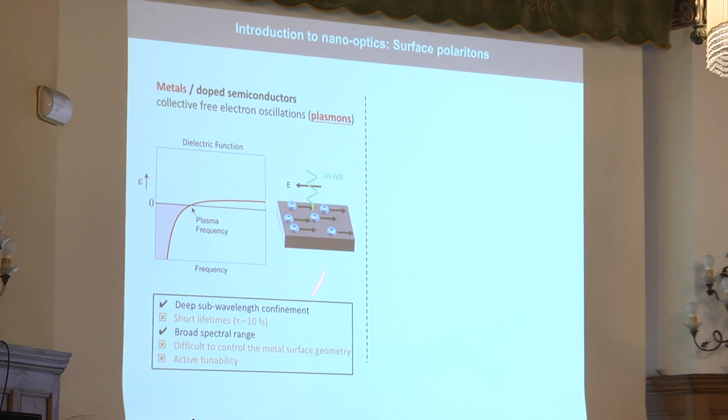This part is about surface plasmons: short lifetimes. On the other hand, broad spectral range. Yeah? You can have plasmons in a really broad spectral range below the plasma frequency.